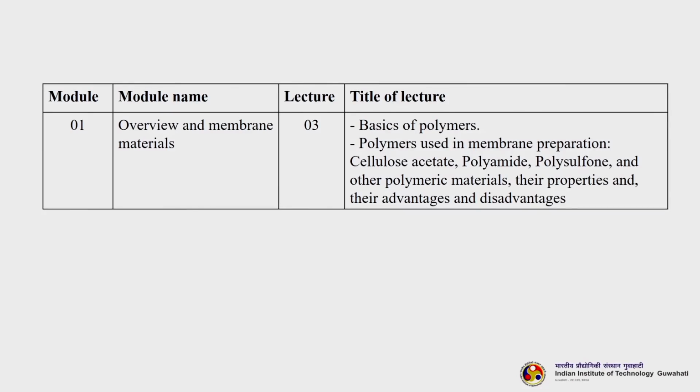Good morning students. Today is lecture 3 of module 1. In today's lecture we will cover basics of polymers, then polymers used in membrane preparation. Few polymers we will discuss which are most widely used in industries to prepare polymeric membranes such as cellulose acetate, polyamide, polysulfone and other polymeric materials. Then we will try to understand their basic properties and advantages and disadvantages of using such polymers for membrane preparation.